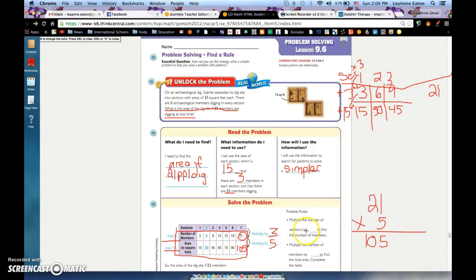So multiply the number of sections by 3 to find the number of members. And that makes sense, right? If you have 3 sections and 3 members in each section, you're going to have 9 members total. So that makes sense. And then multiply the number of members by 15 to find the total area. So the area of the dig site, if 21 members are digging, you should write 105.